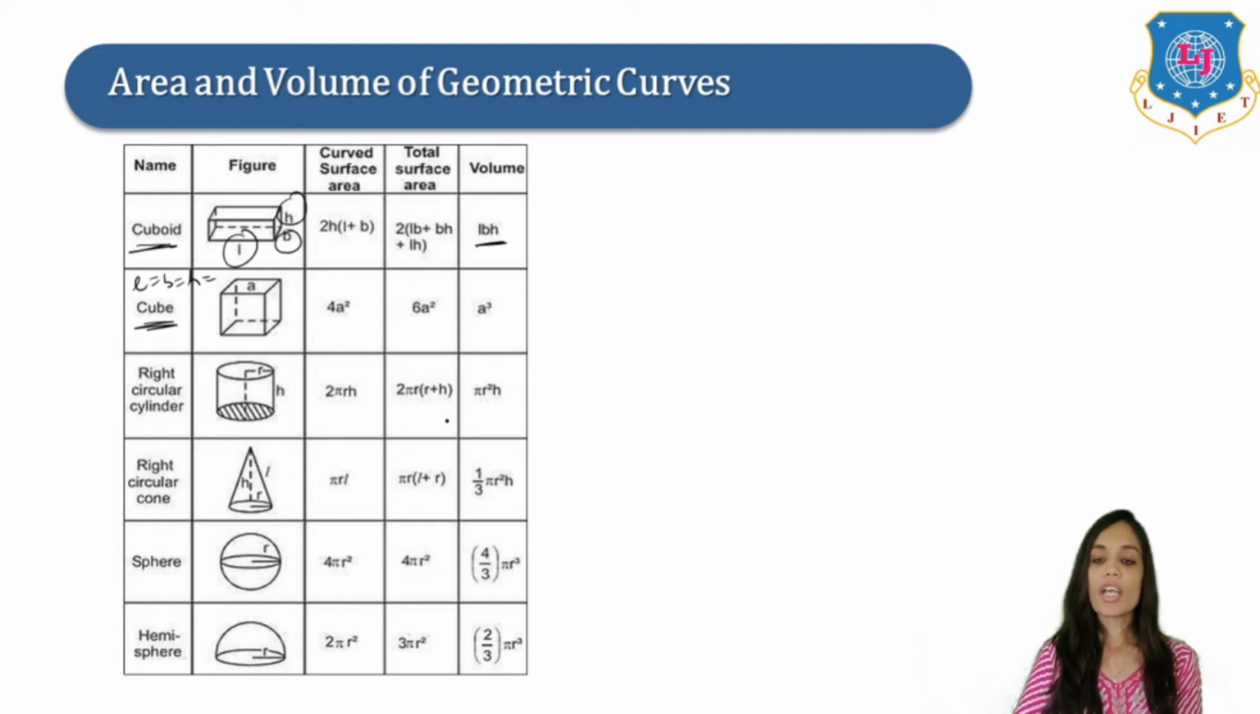For a right circular cylinder, if we are given radius and height, the curved surface area is 2 pi rh and the total surface area is 2 pi r into r plus h. And the volume of a cylinder is given by pi r square h.